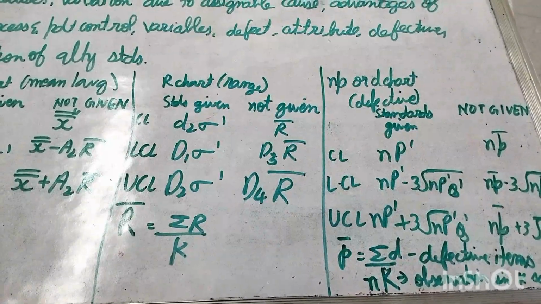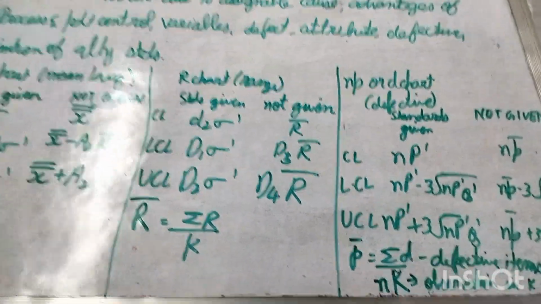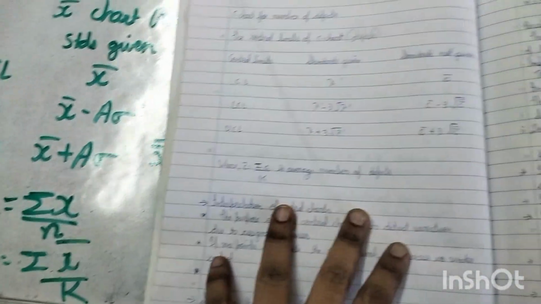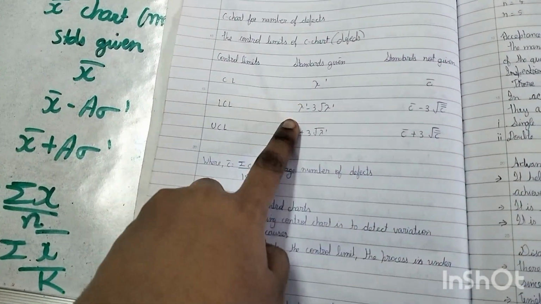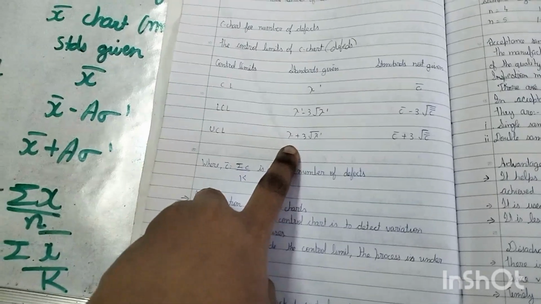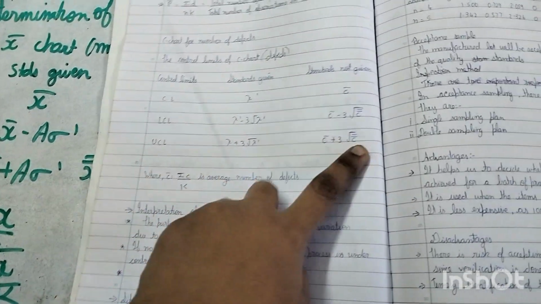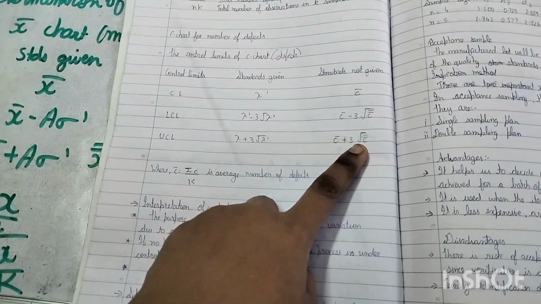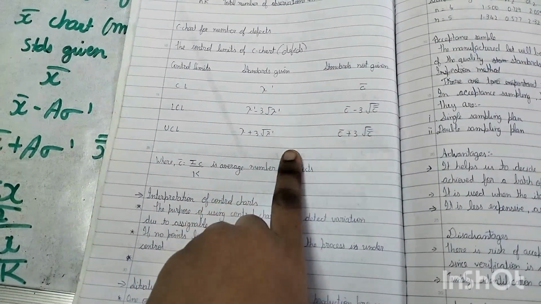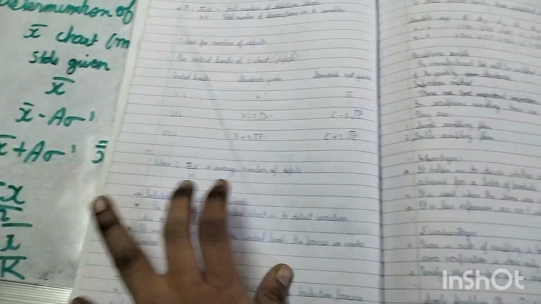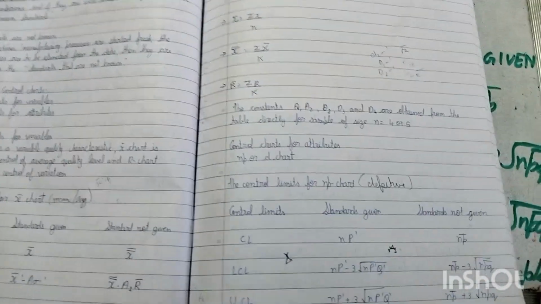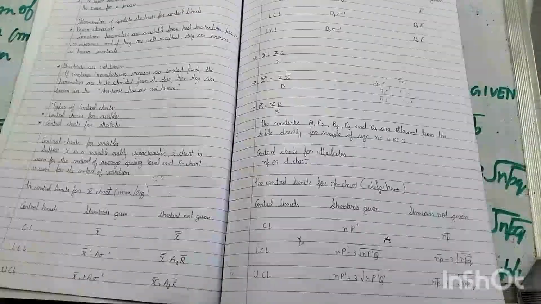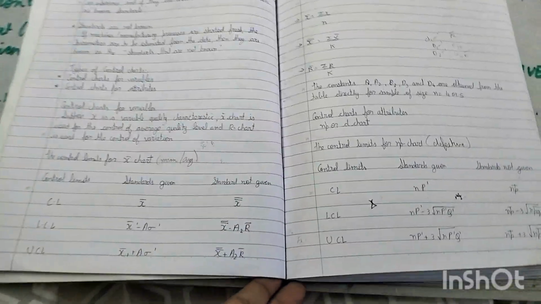And the last chart is the C chart, that is for defects. So here the control limits are lambda dash minus 3 square root of lambda dash, and lambda dash plus 3 square root of lambda dash. And for standards not given, it's C bar minus 3 square root of C double bar, C bar plus 3 square root of C double bar, where C bar is summation C by K. So these are the four charts. We need to know these four charts, only then we will be able to solve the problems and find if it's standards given or standards not given.